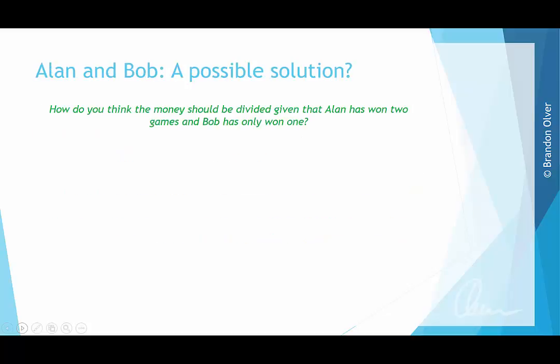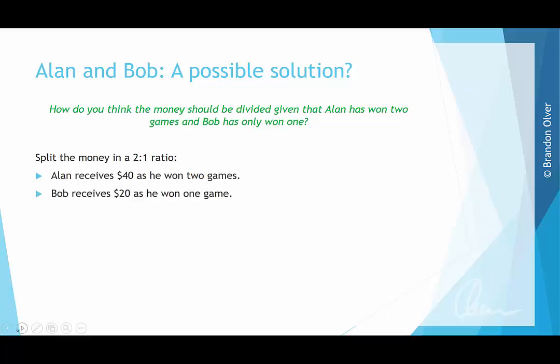So a possible solution to this: we could split the money in a 2-to-1 ratio. The logic behind this being that Alan would receive $40 as he won 2 games, and Bob receives the remaining $20 as he won only 1 game. Maybe you thought of this, maybe you didn't, but do you think this seems fair? This solution is a very intuitive one, where it's based on simply ratioing out the money so that it goes equally to the number of games that each person won.